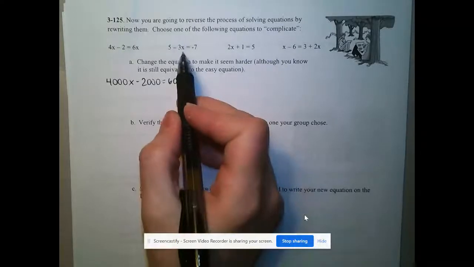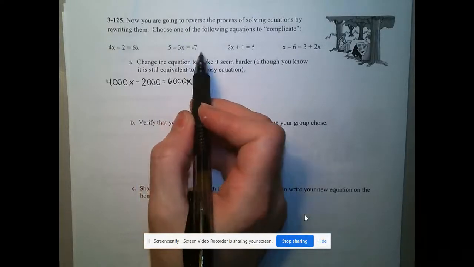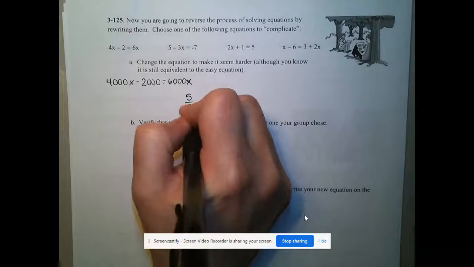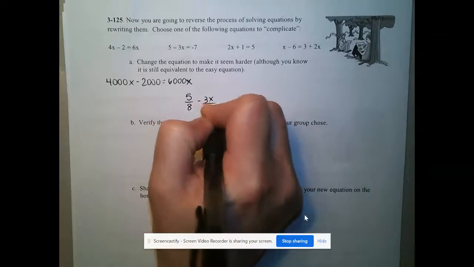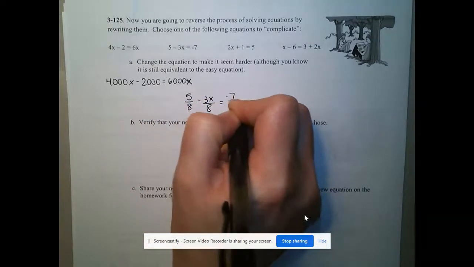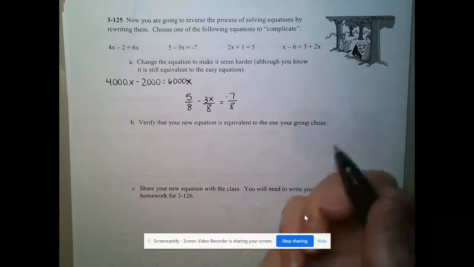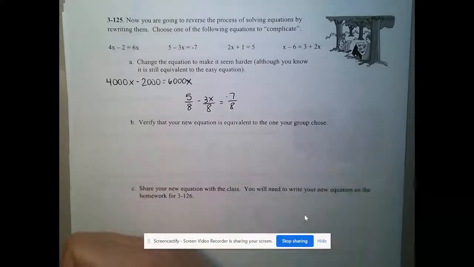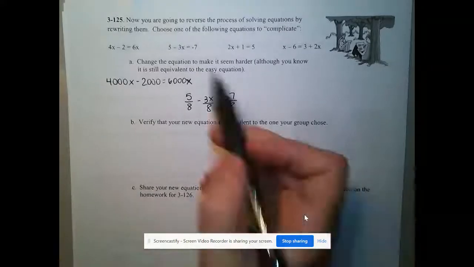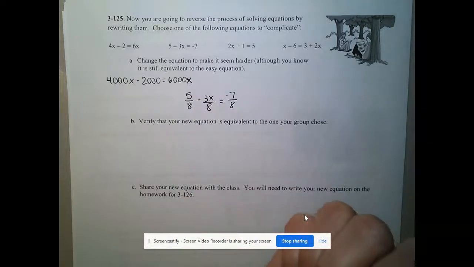The second one, you might put some denominators underneath. So you might do something like 5 over 8 minus 3x over 8 equals negative 7 over 8. And the fraction buster would say, oh, just multiply everything on the left by 8, multiply everything on the right by 8, and you'd get back to your original equation.